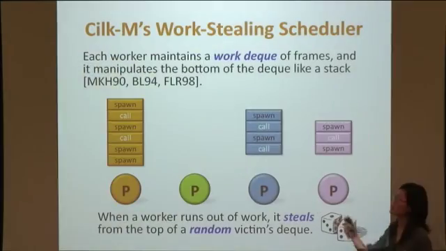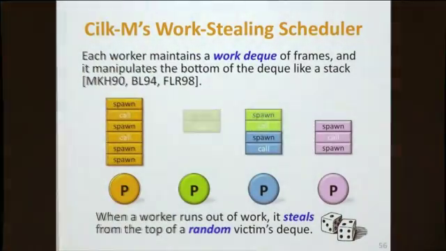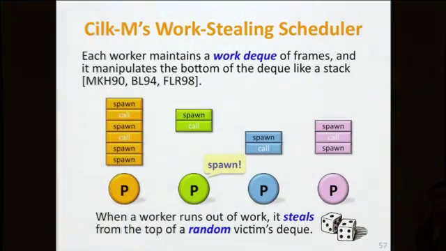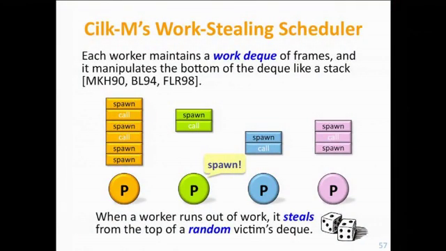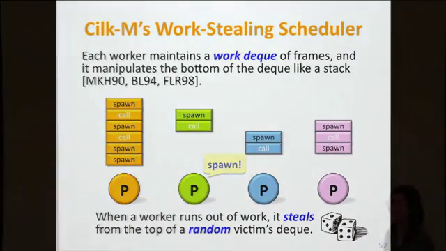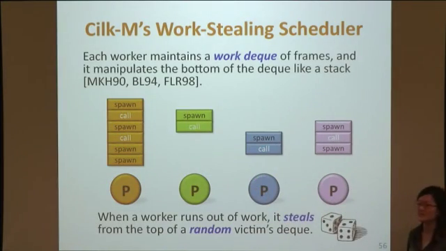So in this case, say the green worker happens to choose the blue worker to steal from, and steals from the top of the deck. Okay, so can anyone tell me why the green worker steals 2 frames instead of 1 in this case? I'm checking if you're actually paying attention.